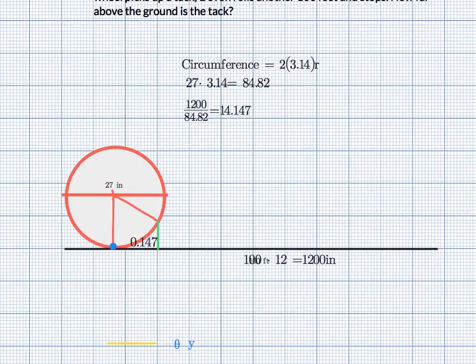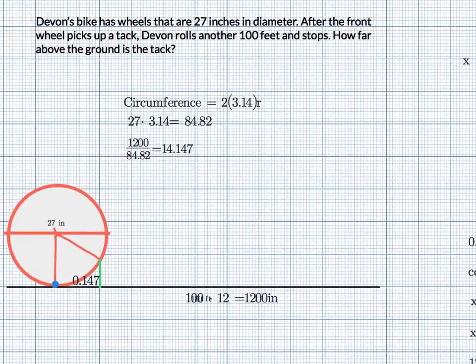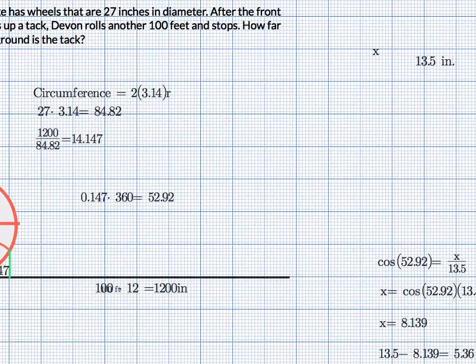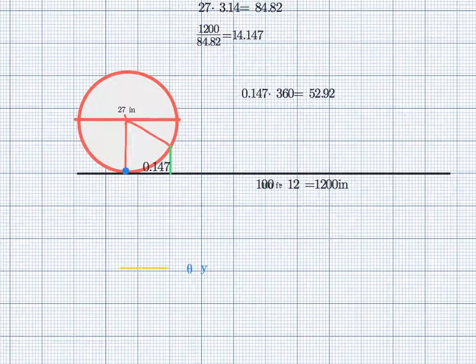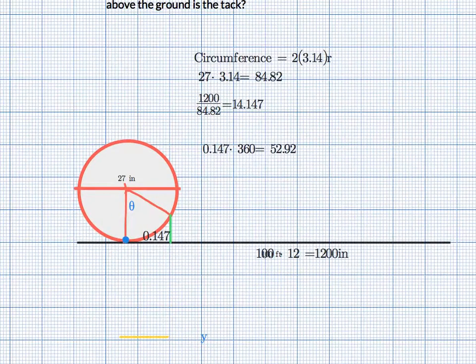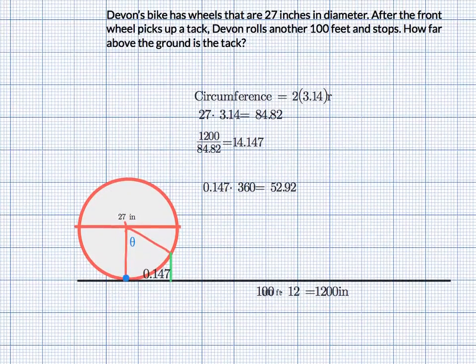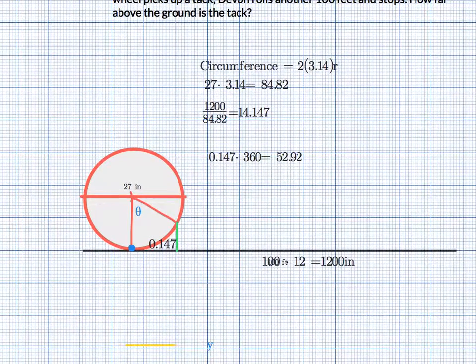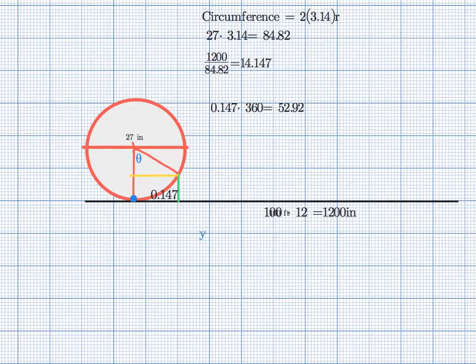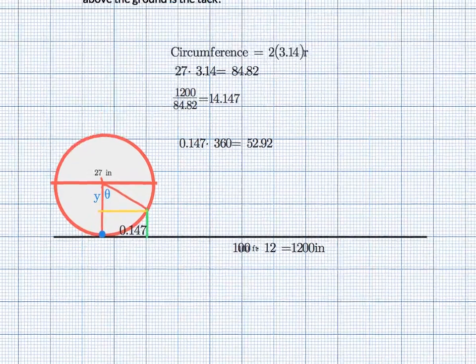Now, since we do know the sector length, we can multiply it by 360 degrees to find the angle theta right here. So once we do that, we get the angle theta to be equal to 52.92 degrees. Now that we know the angle of theta, we can make a right triangle right here. And now we could do cosine of theta to find the length x right here.